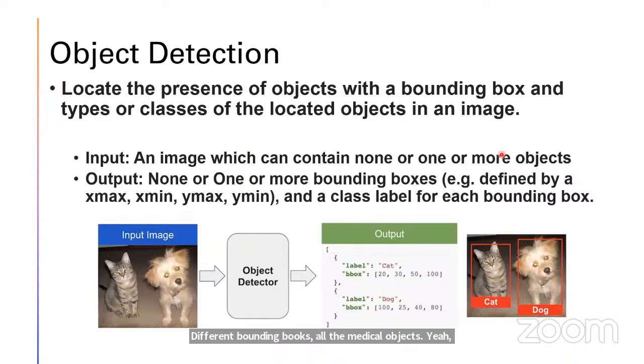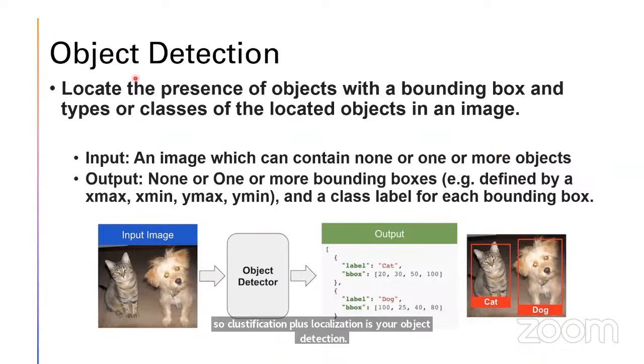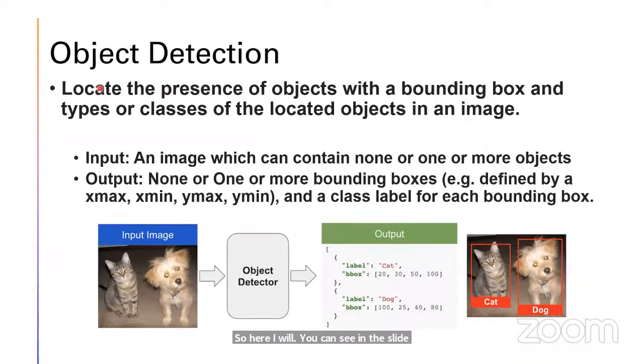So how will the input and output look? Here you can see in the slide, it's mentioning the same thing that I told: locate the presence of an object with a bounding box, and the type or class of the located object. So classification is happening as well as localization. Let's assume this is my AI model for object detection. My input image will look like this, right? Again, an image is nothing but data in the form of matrices. I put this data inside my object detection model, and it gave me this type of output.